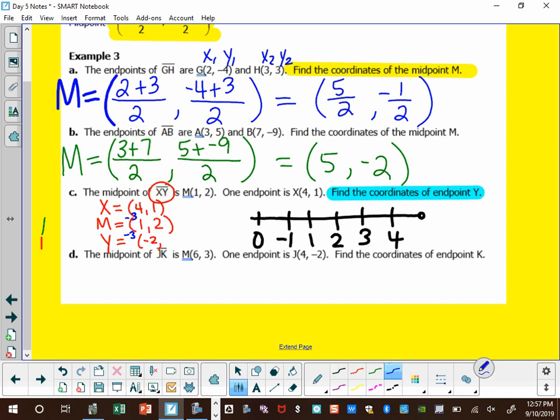This point is at 4. My midpoint is at 1. How do I get from this point to my second point? I'm going backwards. 1, 2, 3. So that's what I'm doing. I'm subtracting 3.